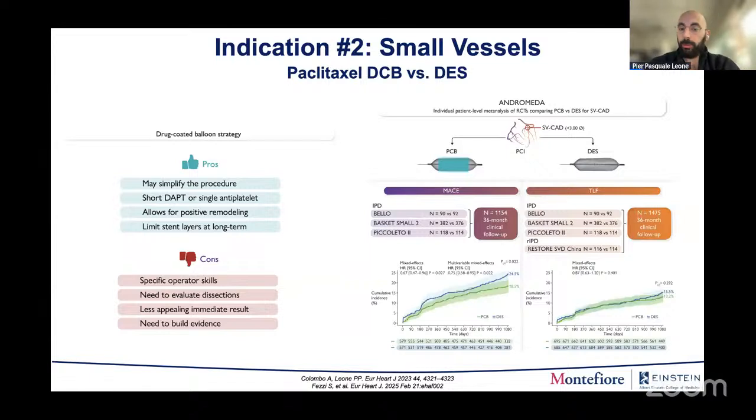So BASKET-SMALL 2 and PICCOLETTO 2, which was conducted by the German group, and then the RESTORE SVD China on the right-hand side, which is for target lesion failure outcomes. What you can see, if we focus on the left side of the Andromeda study, is a lower risk of major adverse cardiovascular events among patients who had paclitaxel-coated balloon angioplasty in small vessel disease, compared to straightforward routine drug-eluting stent implantation.